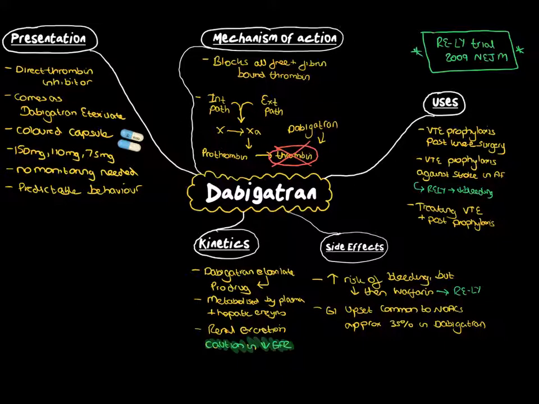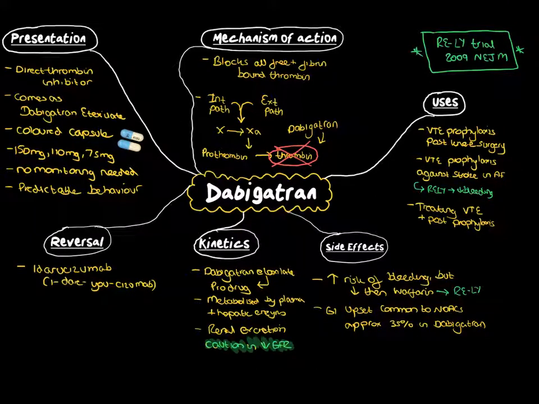And finally, when we're thinking about reversal of Dabigatran, there is now a license for a reversal agent that wasn't there before. It's called idarucizumab. It's a monoclonal antibody, and its use was demonstrated in the RE-VERSE AD trial that was carried out last year, 2017, compared to the previous other methods we were using.